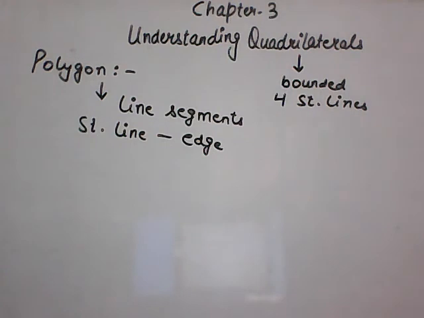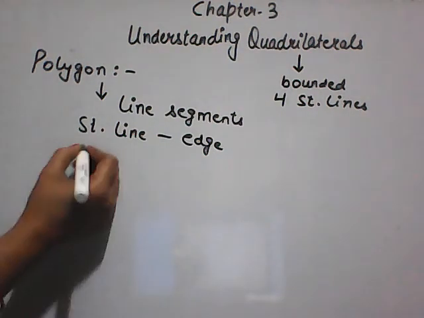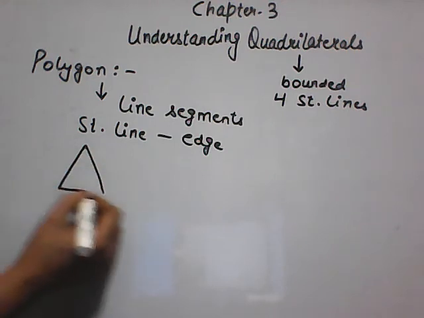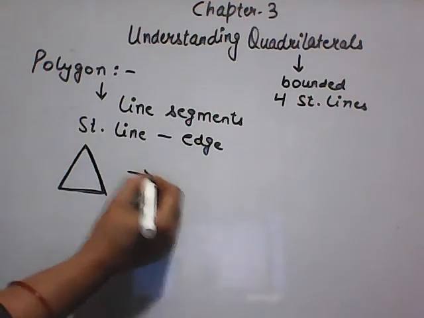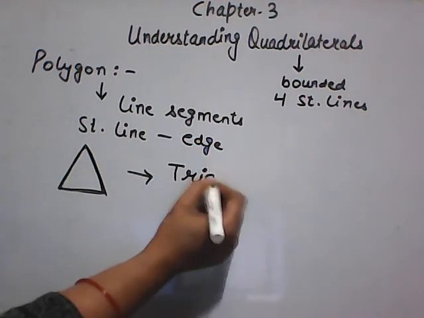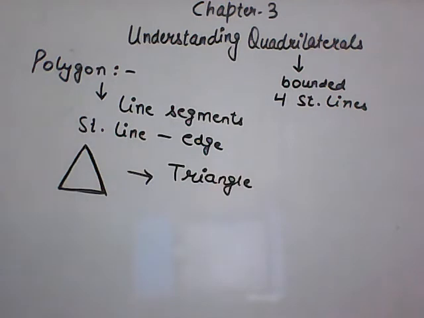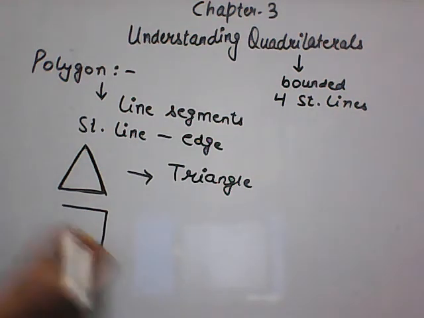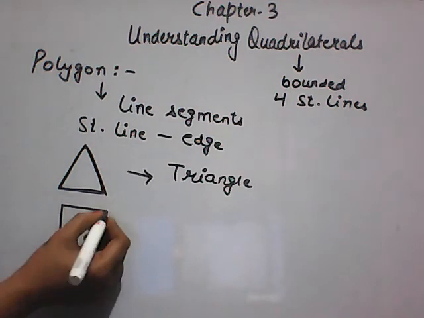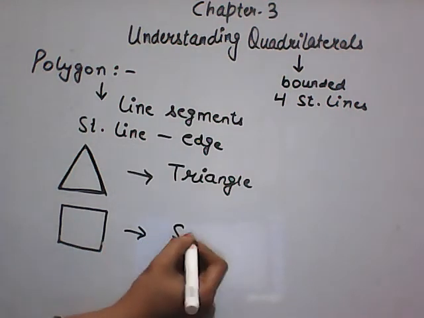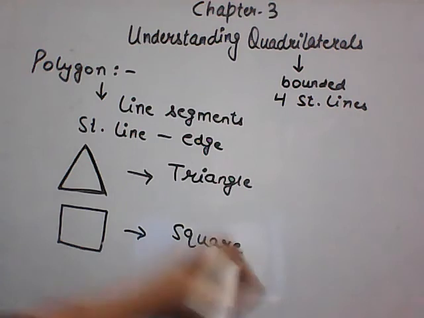Polygons can be classified according to the number of sides they have. Suppose it is a simple closed curve and it is bounded by 3 straight lines. That's why it is known as a triangle. A triangle is a three-sided polygon. Suppose this is a four-sided figure. It can be a square, a rectangle, or a parallelogram. These are four-sided figures. Suppose this is a square, and a square is a four-sided polygon.